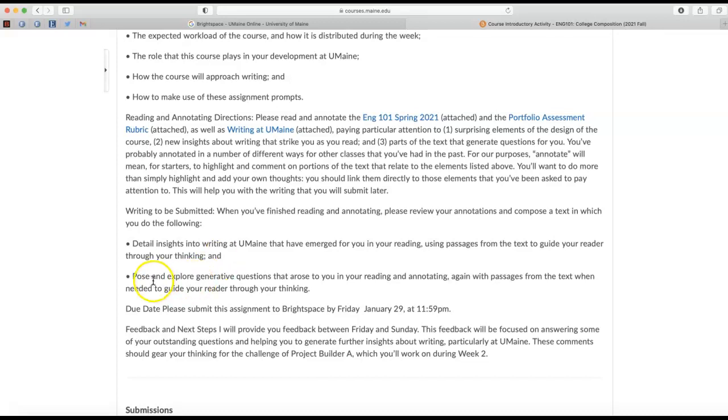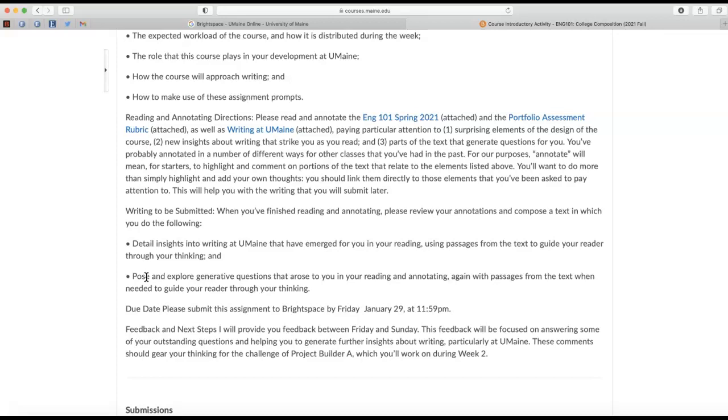The next part is to pose and explore generative questions that arose for you in your reading and annotating. What that means is, as you were going through the documents and as you were annotating, you found yourself asking questions. Okay, for example, questions about the grading policy, questions about the portfolio assessment at the end of the semester, questions about things like not having length requirements for assignments. What are those questions? And here we will pose those questions and explore them. Explore generative questions that arose for you in your reading and annotating, again with passages from the text when needed to guide your reader through your thinking.